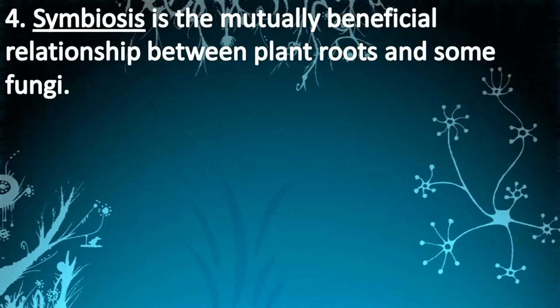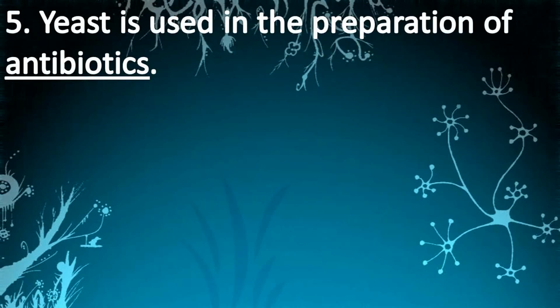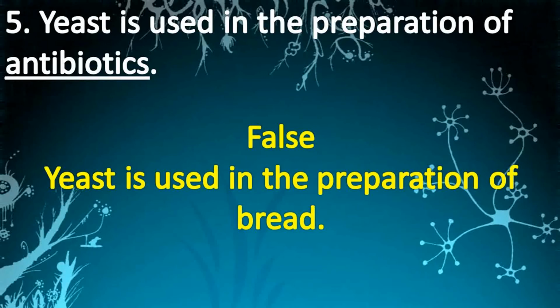Symbiosis is the mutually beneficial relationship between plant roots and some fungi. Answer is true. Next question. Yeast is used in the preparation of antibiotics. Answer is false. Yeast is used in the preparation of bread.